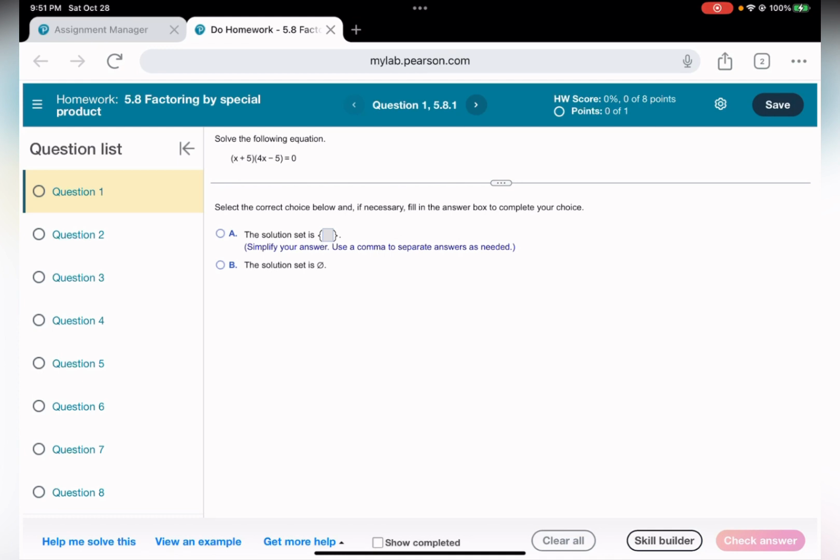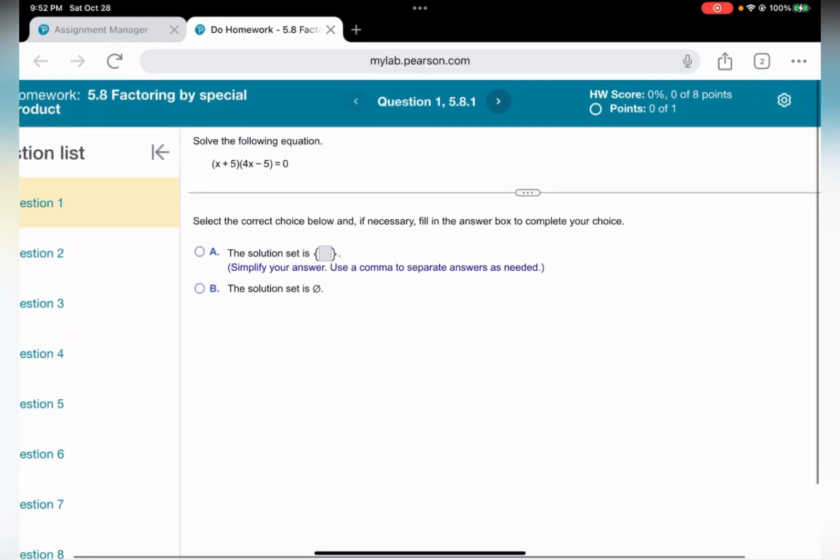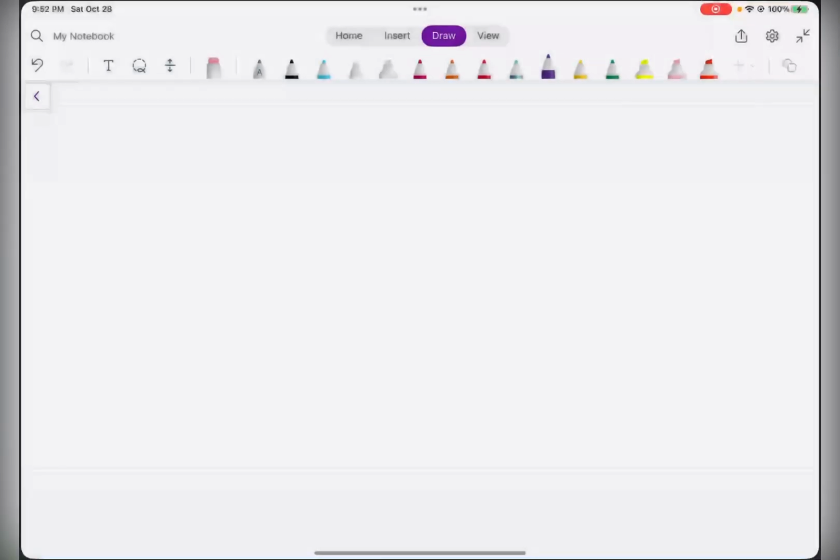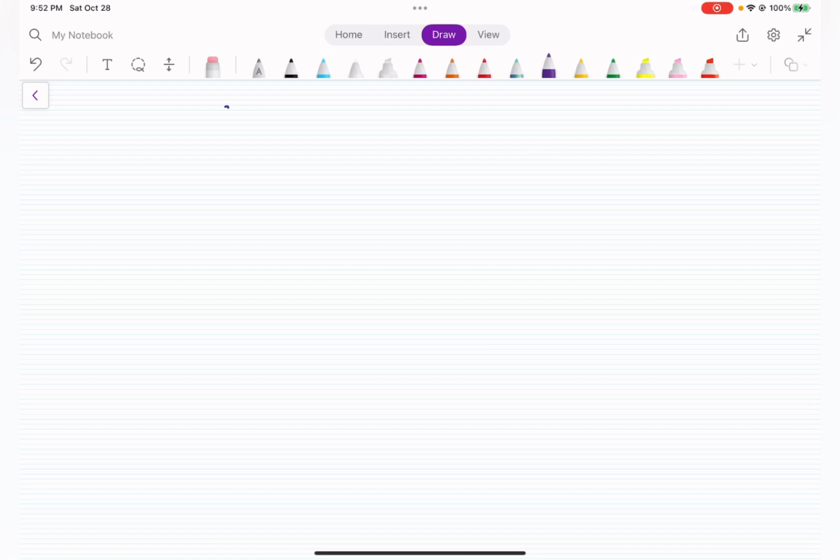Continuing working on factoring by special product, homework chapter 5.8. So let's see, what do we have? We have the following equation: (x plus 5)(4x minus 5) equals 0.